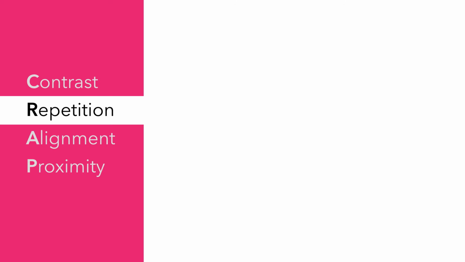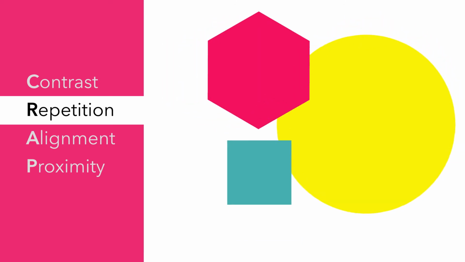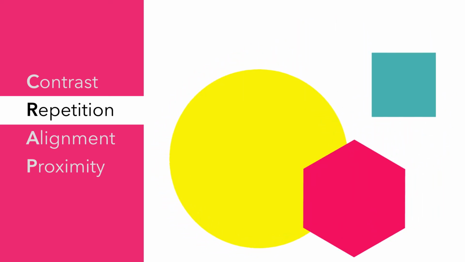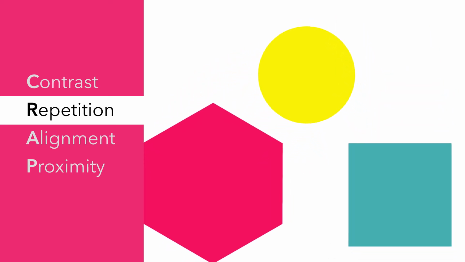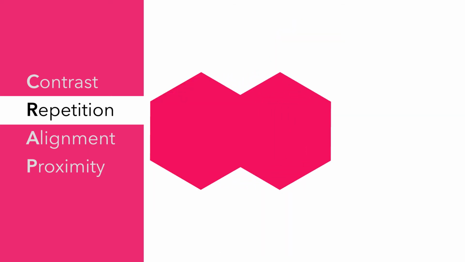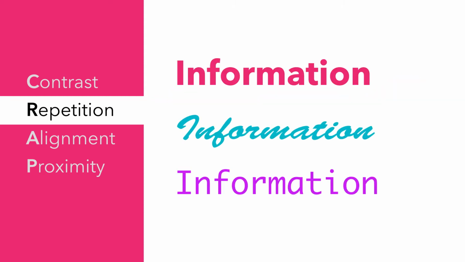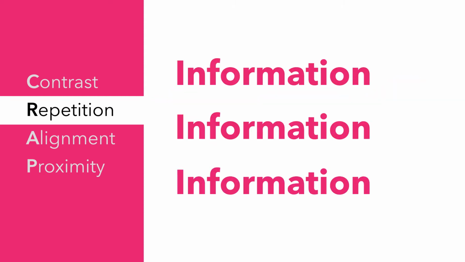R is for repetition. It may be tempting to throw many different colors and shapes into your design, but this can be overwhelming to your audience. Instead of trying to include too many objects of varying shapes and colors, we can use repetition of our main design element, the pink hexagon, to create a cohesive design package. This works the same with fonts.